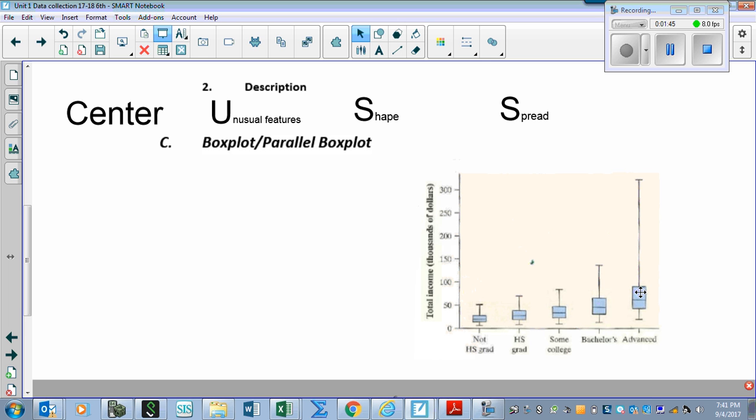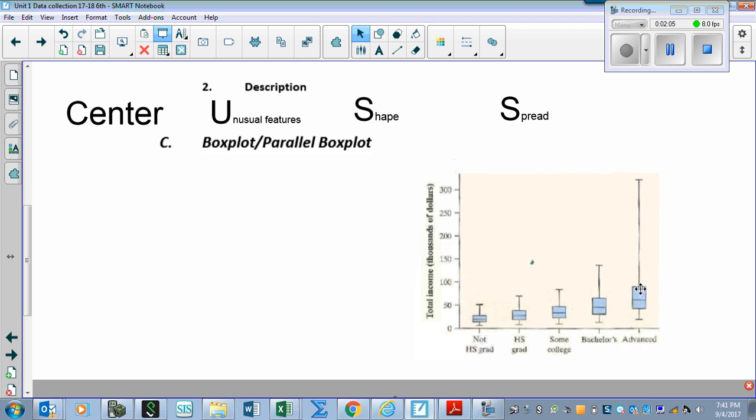We could say the IQR of salaries looks like Q3 here is at about 80,000 and Q1 is about 30,000. So the IQR, Q3 minus Q1, 80,000 minus 30,000, is $50,000. But we can't say the standard deviation. We can't calculate that without the actual values.